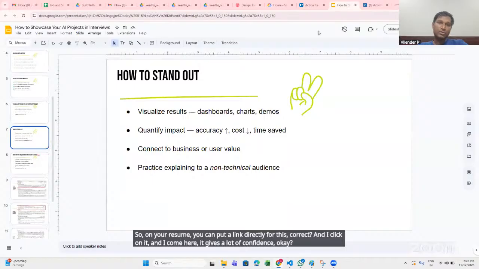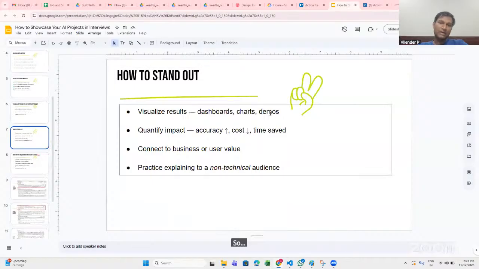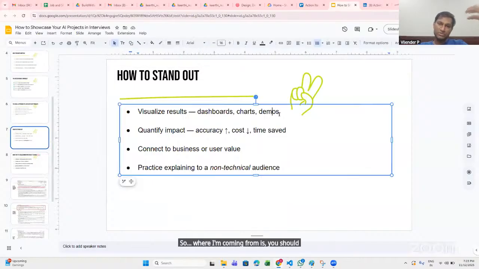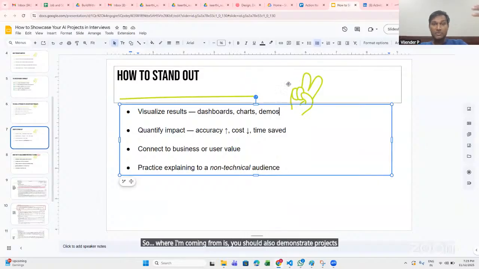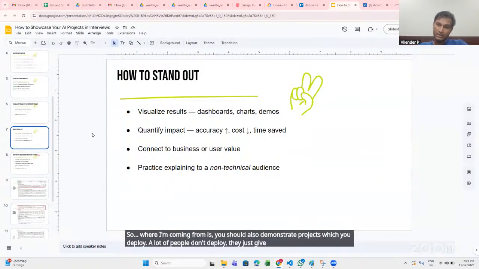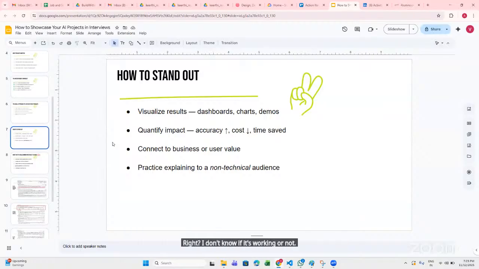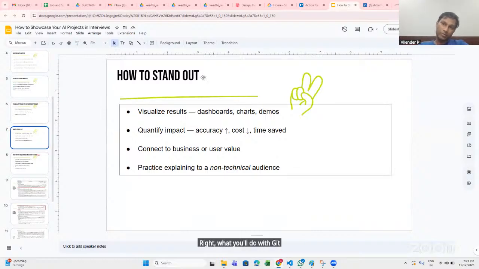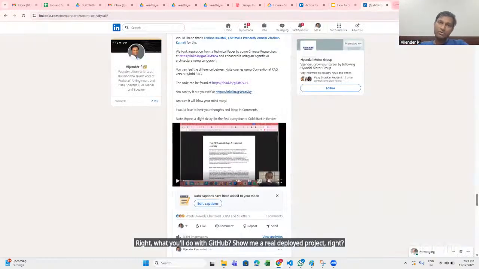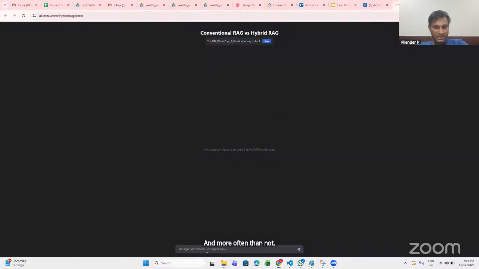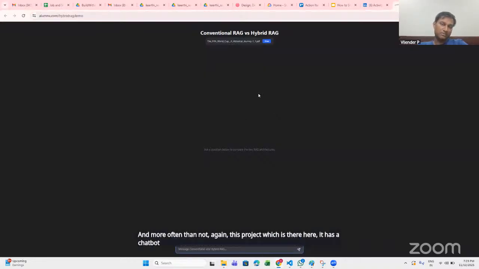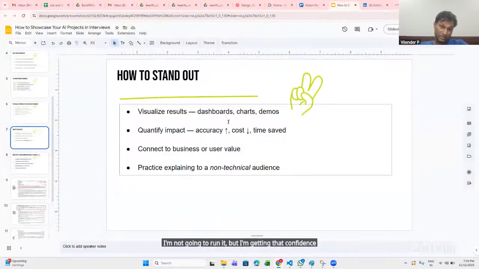Okay. So where I'm coming from is you should also demonstrate projects which you deploy. A lot of people don't deploy, they just give a GitHub link, correct? What will I do with GitHub, right? I don't even know if you did it yourself. I don't know if it's working or not. Show me a real deployed project, right? And more often than not, like even this project here, it has a chatbot. You can actually run something here. I'm not going to run it, but I'm getting the confidence that you have done the project, right?